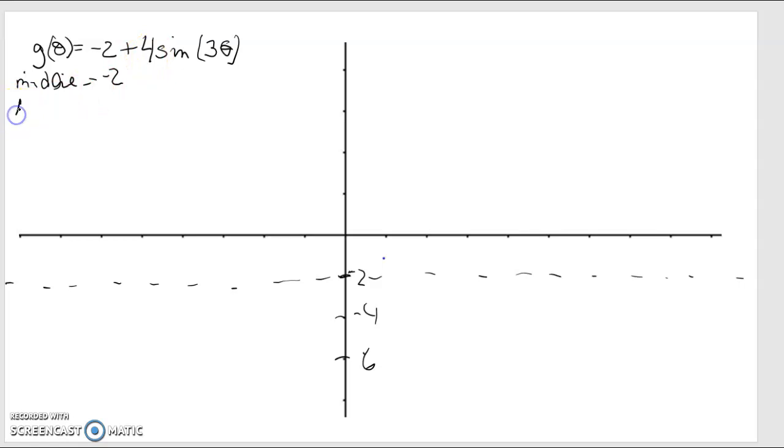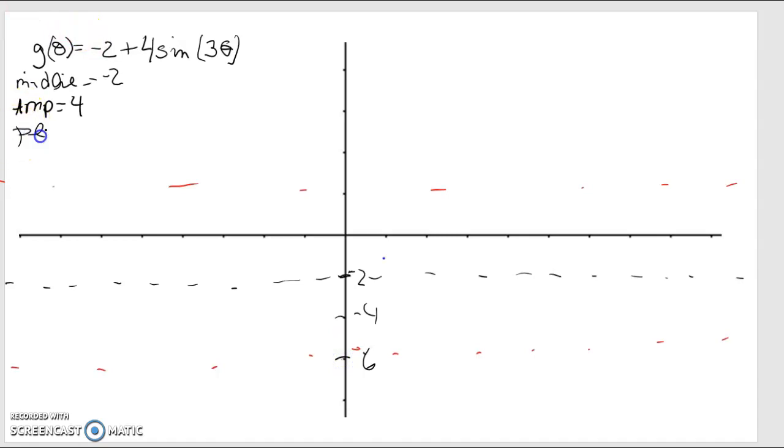My amplitude is 4, so that means I'm going to go down 4 from -2 or up 4. So I'm going to use a slightly different dotted line here. I'm going to use a different color, but you could just use maybe less dashes. But that means my min value on all my waves is going to be -6, and my max value is going to be +2, going up 4 or down 4 from our midline.